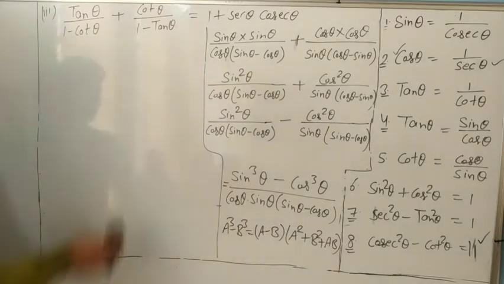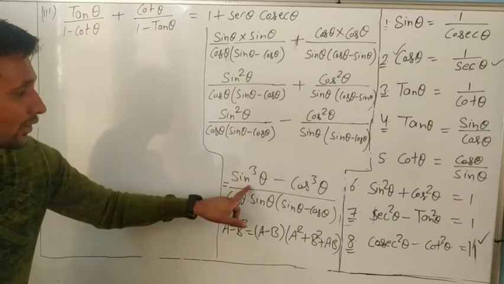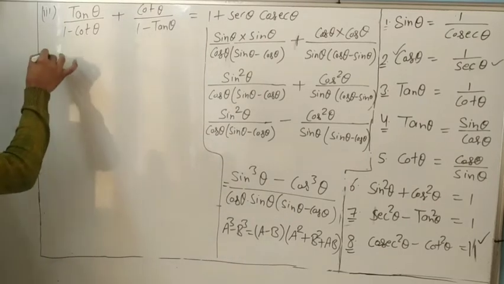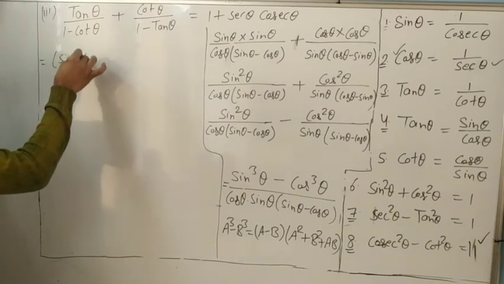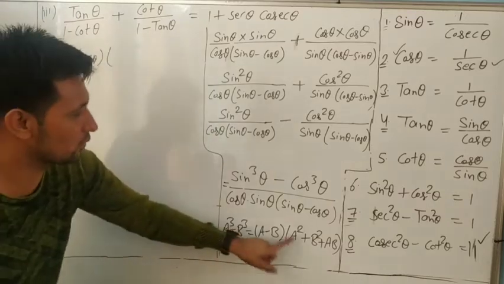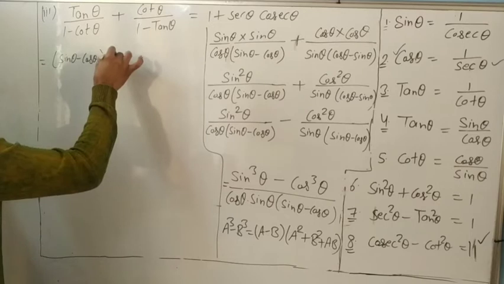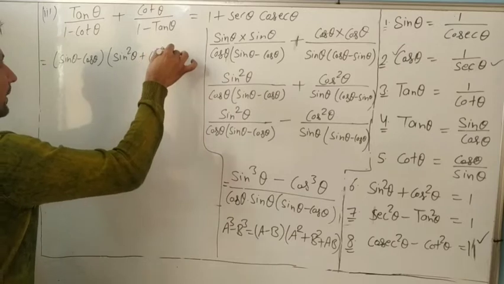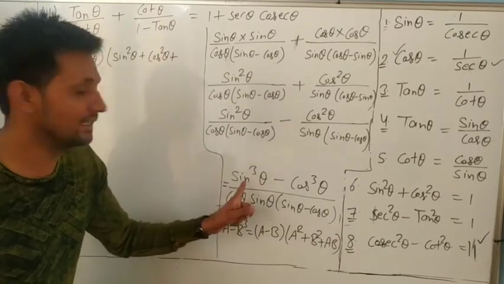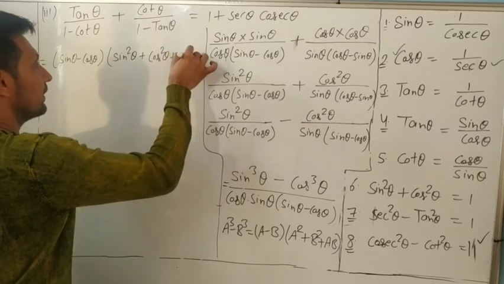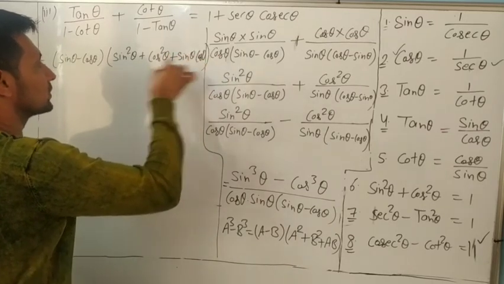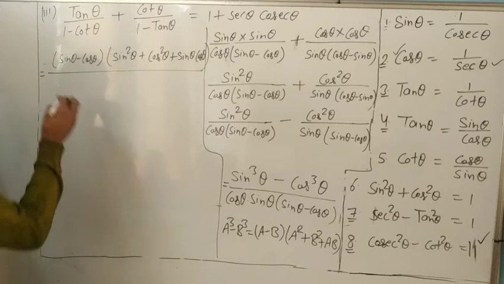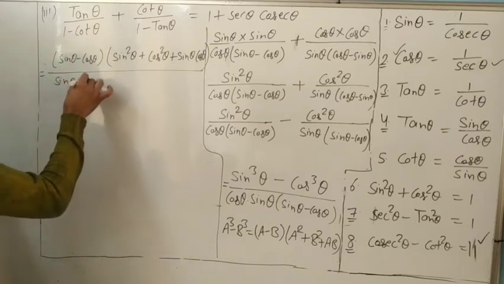Look at it. It is a cube minus b cube. a is sin theta. a minus b, so we will write (sin theta minus cos theta) into (a square, it's sin square theta, plus b square, cos square theta, plus a into b). a is sin theta into cos theta, dear. It is sin theta into cos theta.